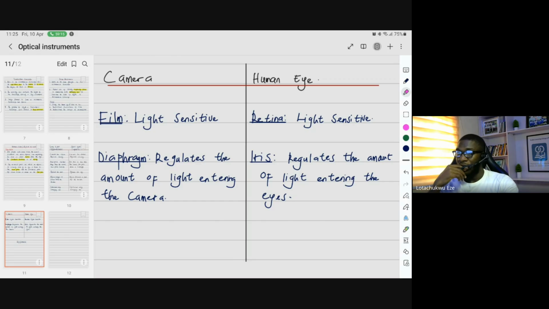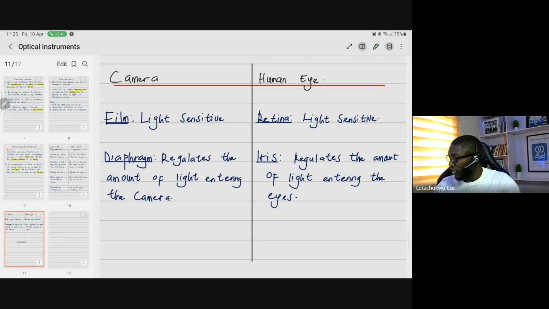Now, the next one is the diaphragm. The diaphragm regulates the amount of light entering the camera. Then your iris, I think I've seen this question, I can remember 2017, will regulate the amount of light that is entering your eyes. So these are the key things we need to always remember when comparing the camera and the human eye. But there are differences between them actually.